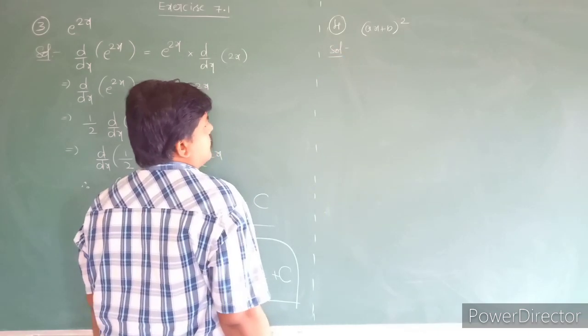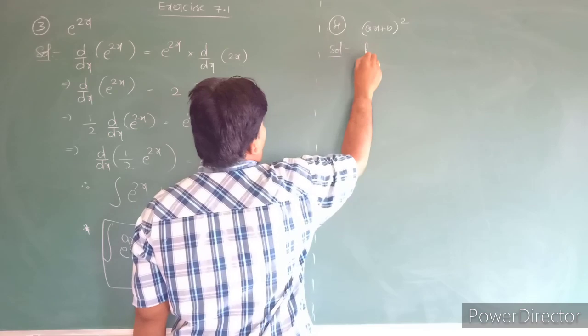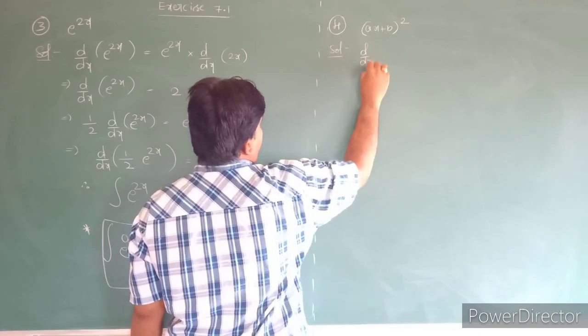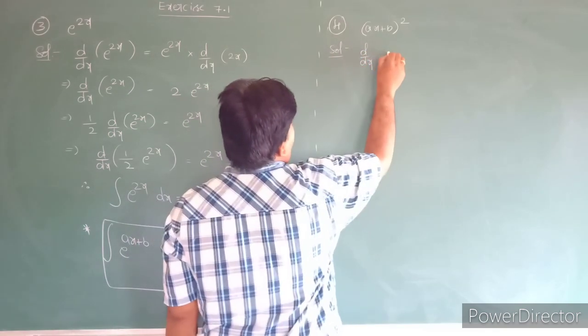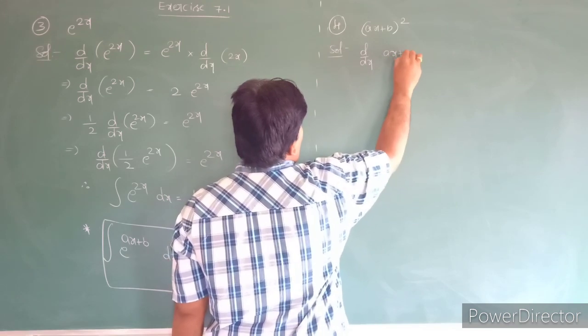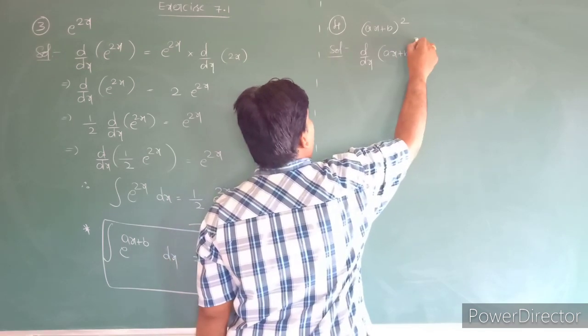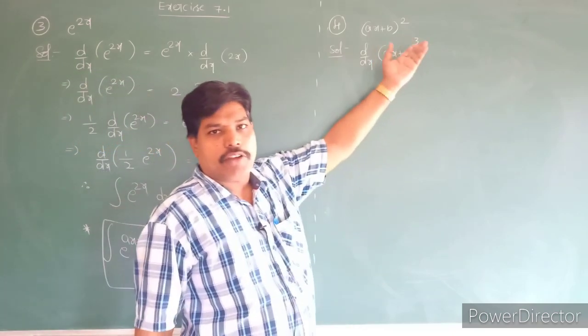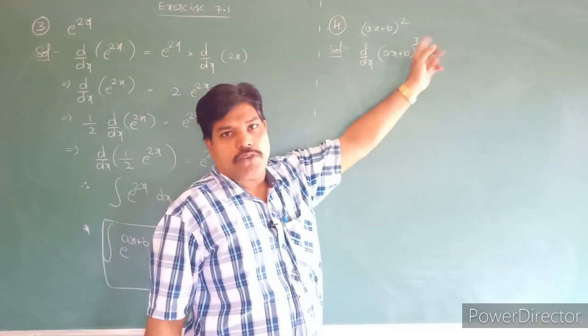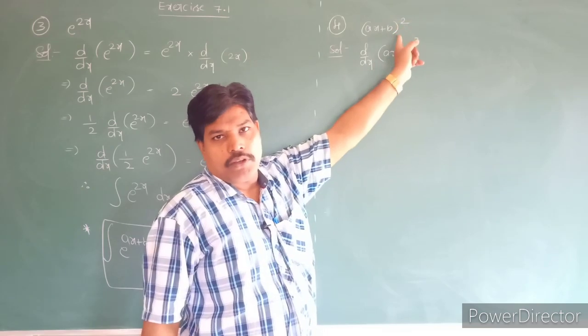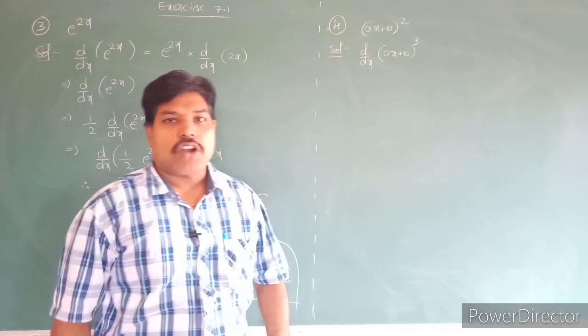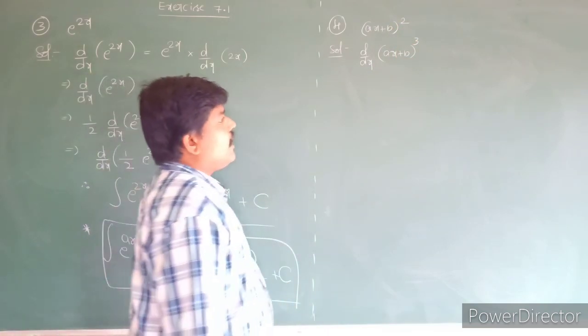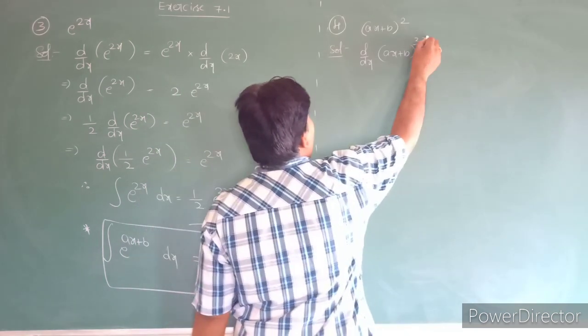So what is this? I will take the derivative of ax plus b whole cube. Why? Because the derivative of x power n is n into x power n minus 1, so ax plus b whole square will come. That's why we started with the derivative of ax plus b whole cube.